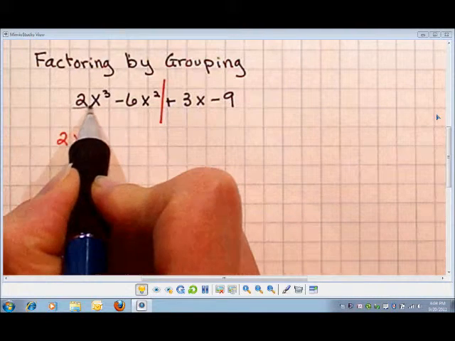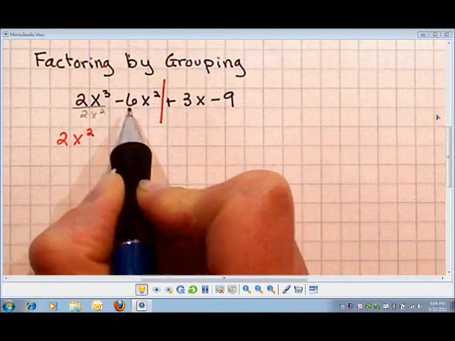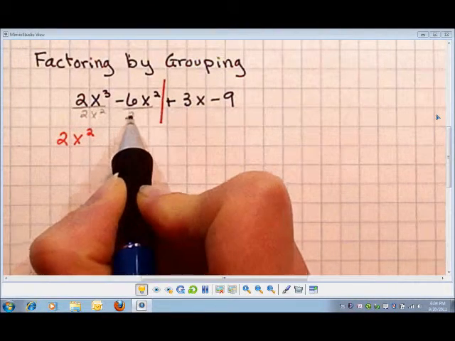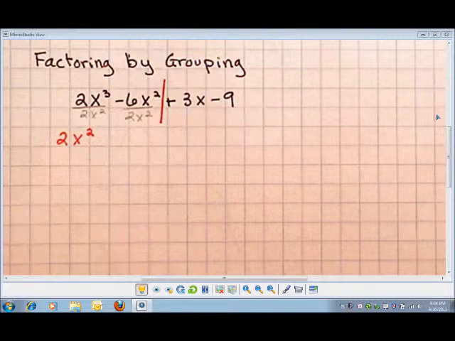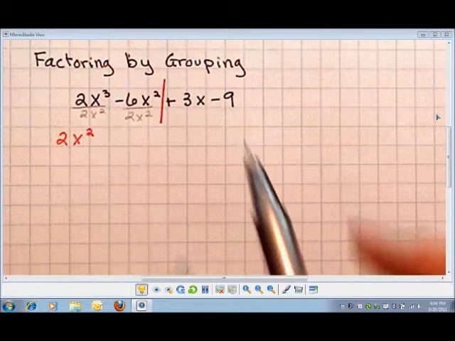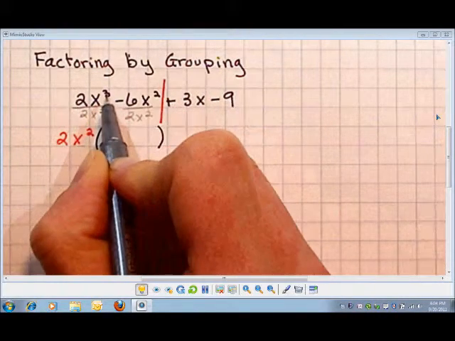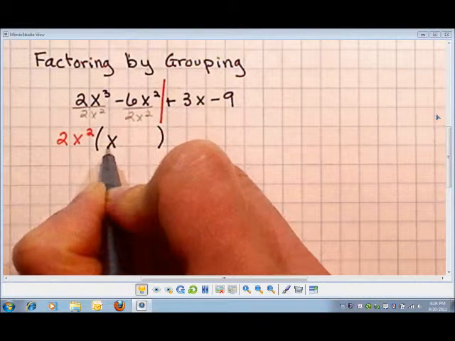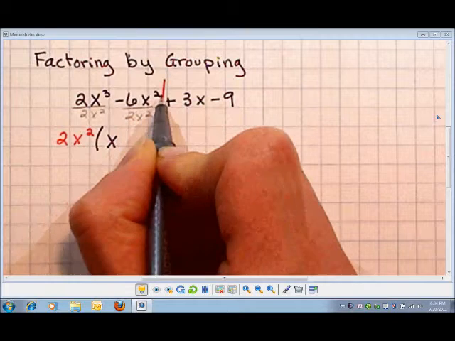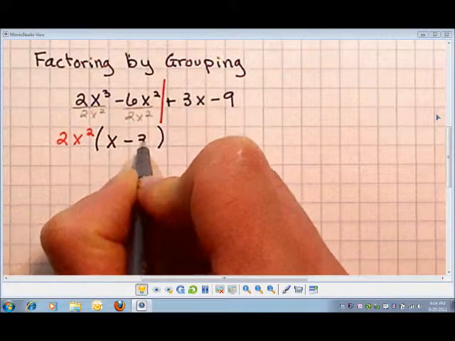Remember, factoring out is the same as dividing by, but you're showing what you're dividing by in your factor. So that then means that what's left, 2x cubed divided by 2x squared is x. Negative 6x squared divided by 2x squared is negative 3.